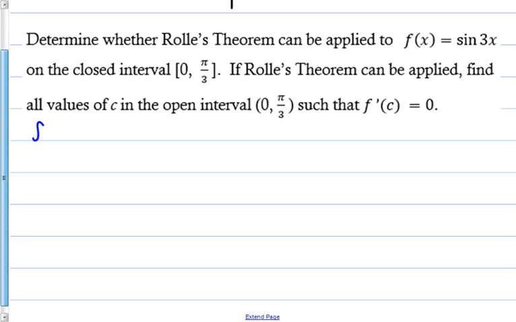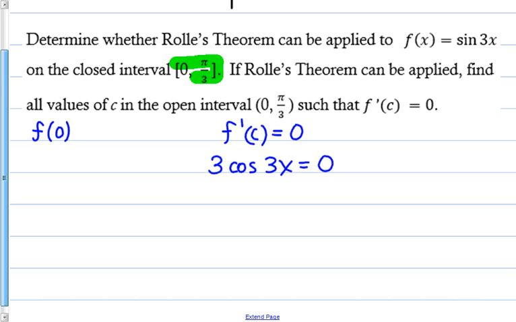So f of 0, well actually, before I say that, this is basically going to work the same way. My derivative has to equal 0. So I'm going to take the function and derive it. If I derive it, and it's a chain rule, I get 3 cosine 3x. So according to Rolle's theorem, somewhere my derivative is equal to 0, in the interval from 0 to pi over 3, right? Okay.